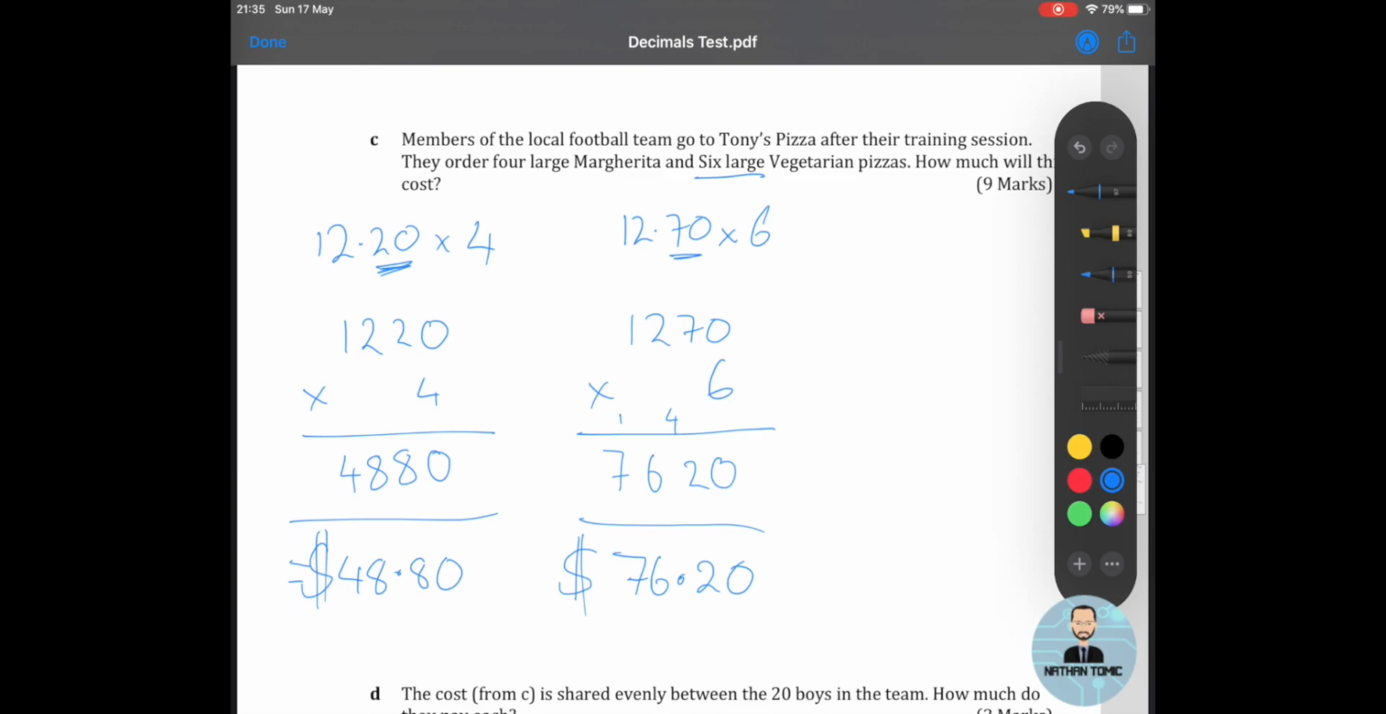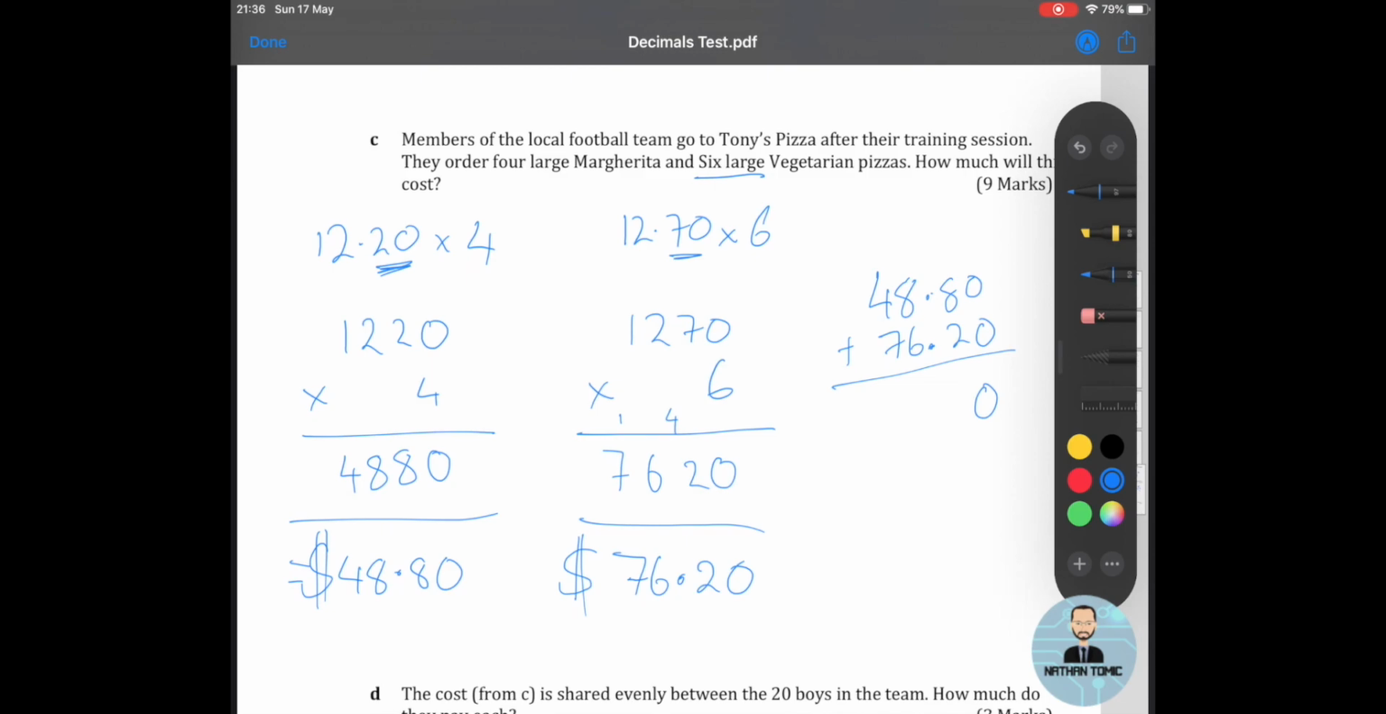So now we've got the cost of the 4 large margaritas in the first column there. We've got the cost for the 6 large vegetarians, and now we just have to add those up. So we now have 48.80 plus 76.20. All right, so we're keeping the decimal places and all the place values lined up. We just do a simple addition.